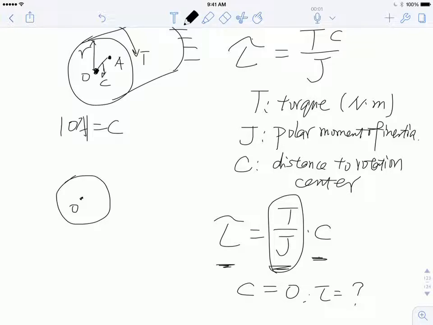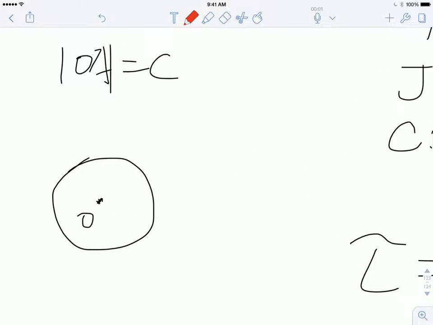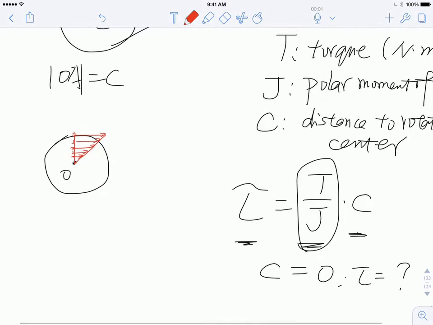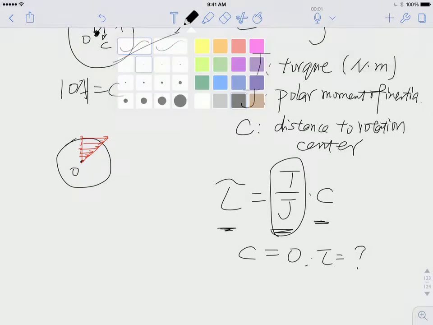Now, next thing is that tau is linearly increasing with the distance. So if I draw that, let me use a different color. Let me use red. It's linear to the center. So you can imagine the stress looks like this. Everything's linear. At this point, stress is high, and it slowly decreases all the way to 0.